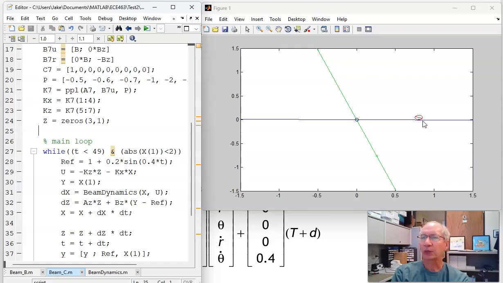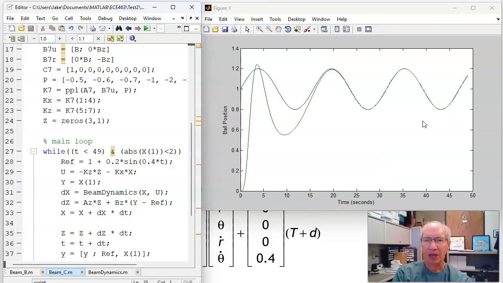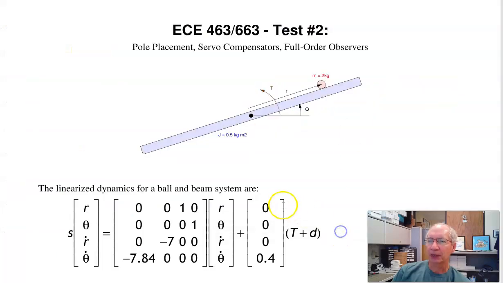So do that when I can measure all the states for the C level. I can only measure position and angle at the B level. And the mass of the ball could be off at the A level. So starting out at the C level, let's assume all the states are measured. Come up with a servo compensator that lets you track a constant and a sine wave.